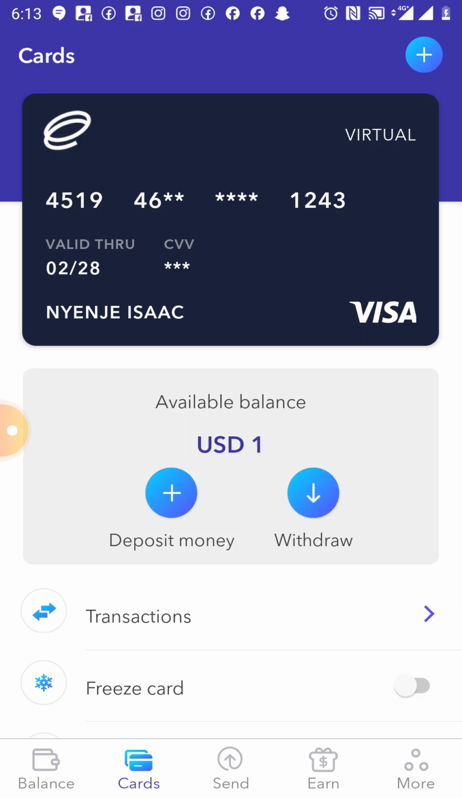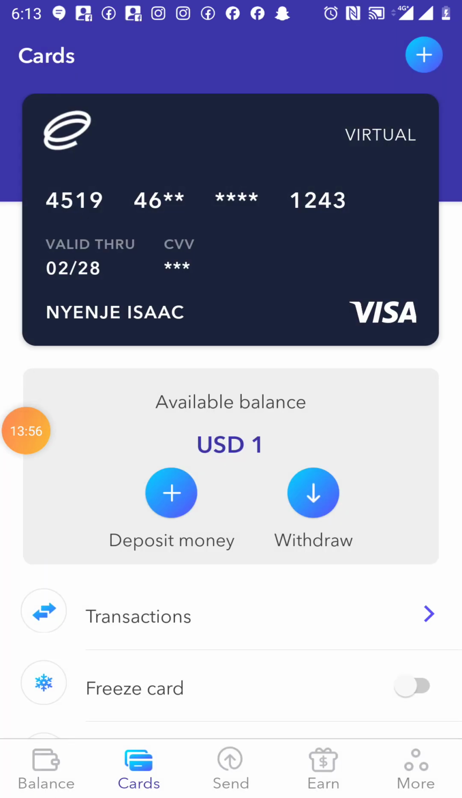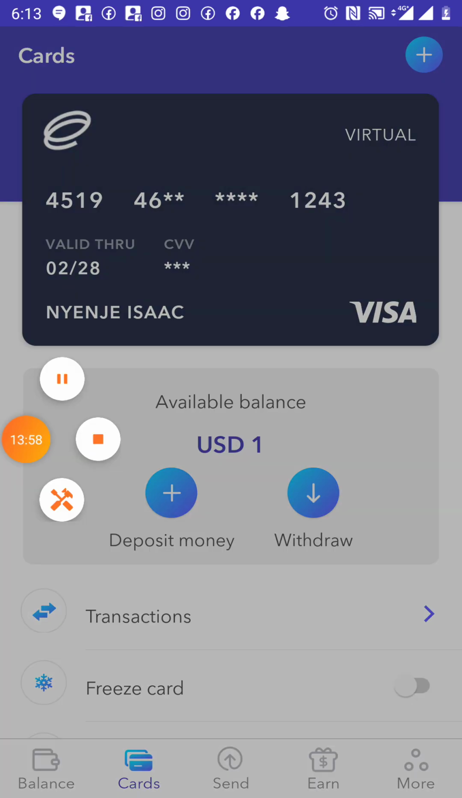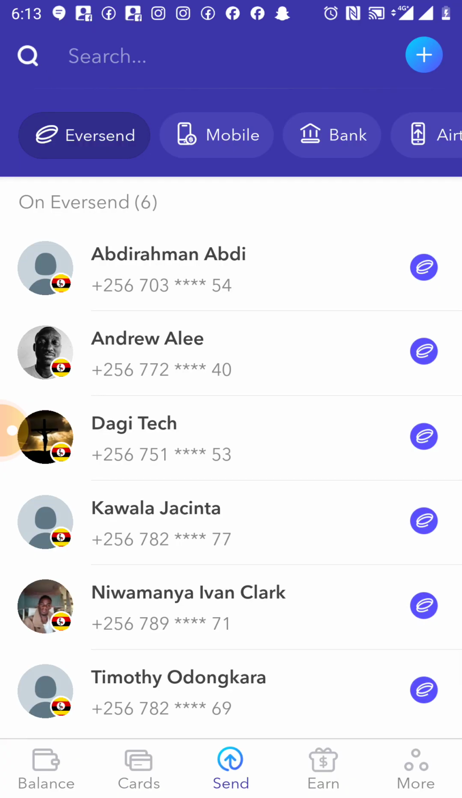I don't want to show my details. If you want to see what transactions you have done, you click this. Let me first pause this to see the transaction if they are not going to show my details. I'm not going to be showing the transactions that I've made because they may end up showing my details. Now, if I want to send money to someone, I click this.